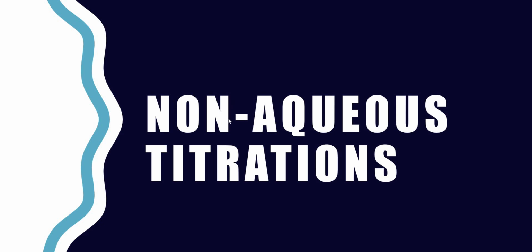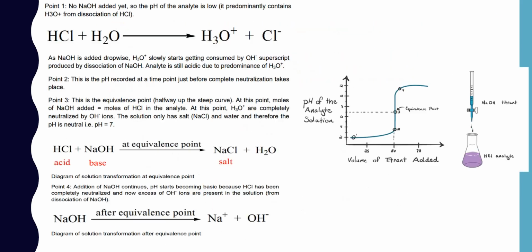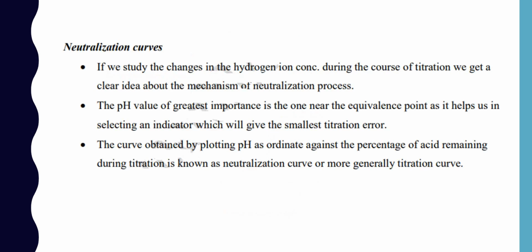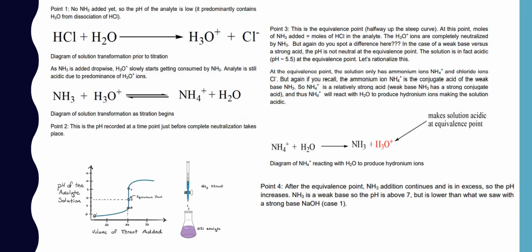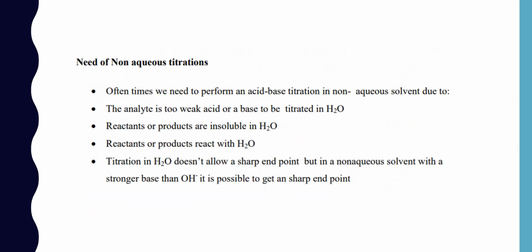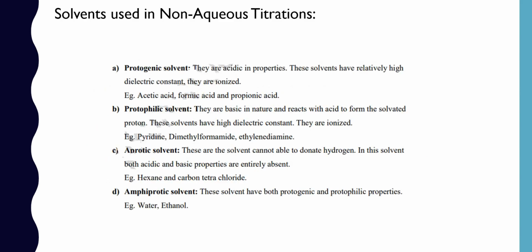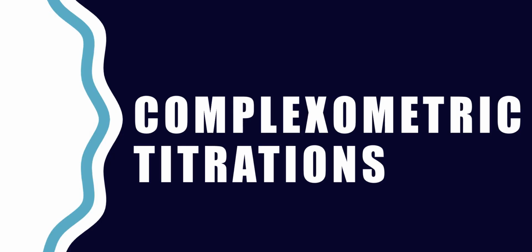So yesterday we saw some part of acid-base titrations and titration curves. We had completed these parts yesterday: titration curve, neutralization curves, four types of titration of acids and bases in aqueous medium. Then we saw non-aqueous titrations. What is non-aqueous titration? Why do we require non-aqueous titration? Solvents used in non-aqueous titration, and titrants used in non-aqueous titration. Today we will start with complexometric titrations.